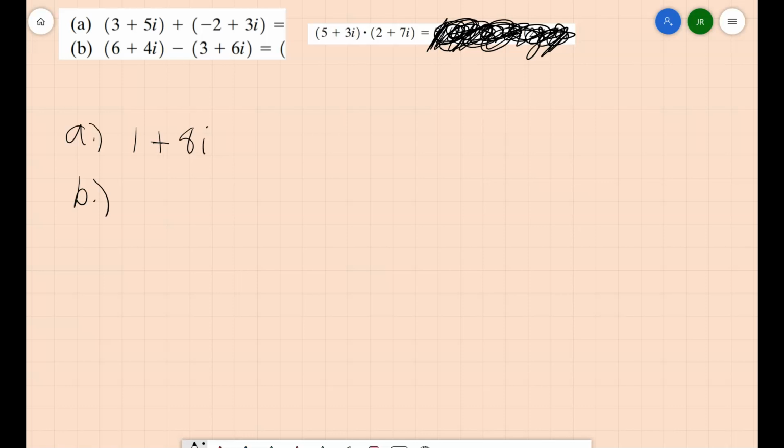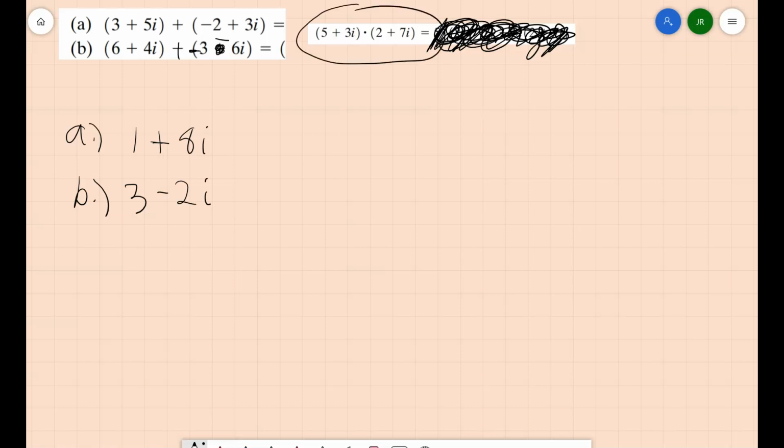notice that minus sign. What do we do with a minus sign in front of parentheses? We've got to make it into a plus and distribute that minus sign into the parentheses. So everything in the parentheses changes its sign. So that 3 becomes a -3, and that positive 6i becomes a -6i. So now I've got to combine it. 6 plus -3 is 3, and 4i plus -6i is -2i. So that's the result of part B.